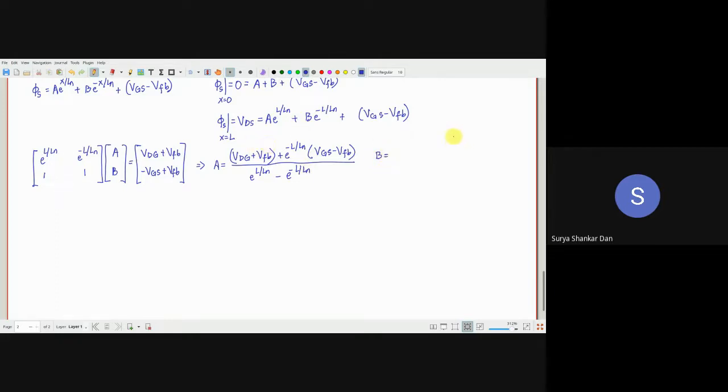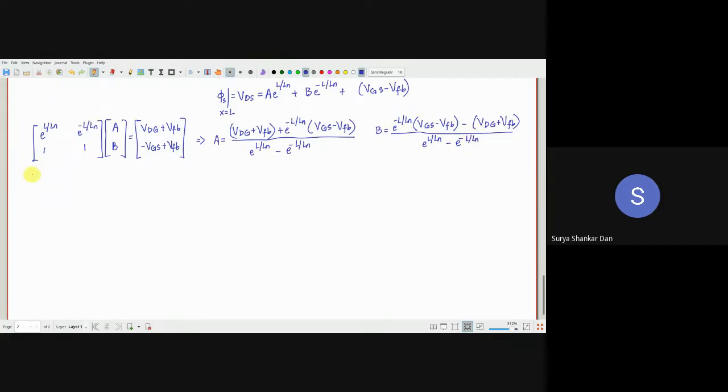B will be equal to e to the power of minus L by ln, VGS minus VFB, minus VDG plus VFB, divided by... therefore phi s is equal to, okay.